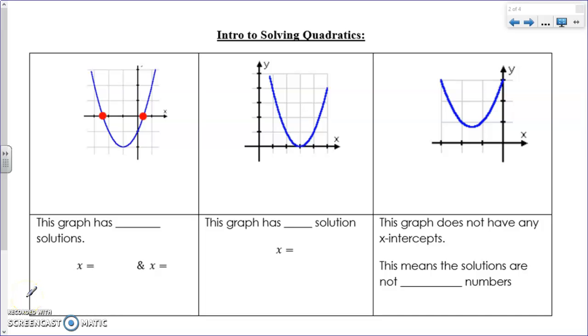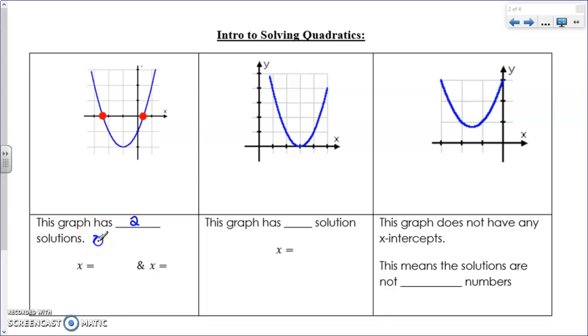Alright guys, we are going to talk about Intro to Solving Quadratics today, and we're going to talk about solutions. We started last unit on solving, and we talked about the x-intercepts, the zeros, the roots, the solutions, where the graph crosses the x-axis. Okay, so we have three different ways this happens. It can cross it 2 times like here, 1 time, or sometimes it doesn't cross it at all. Okay, so this graph has 2 solutions.